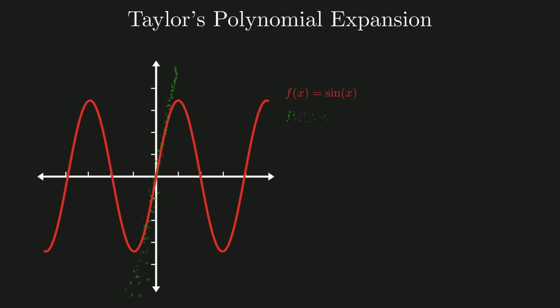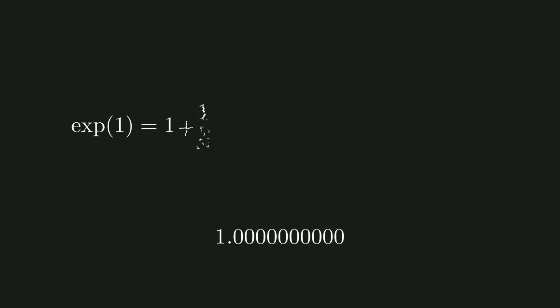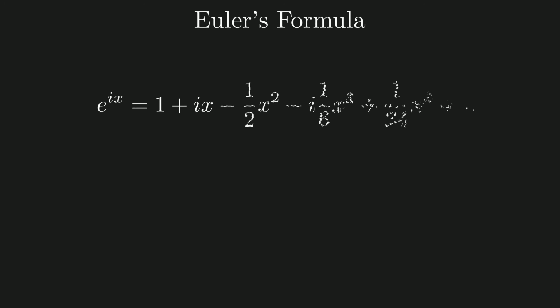Taylor's polynomial expansion allows you to represent functions as polynomials. This has lots of useful applications. For example, you can use it to compute functions such as the exponential, cosine, and sine functions to arbitrary precision. It can also be used to prove some important mathematical theorems, such as Euler's formula.